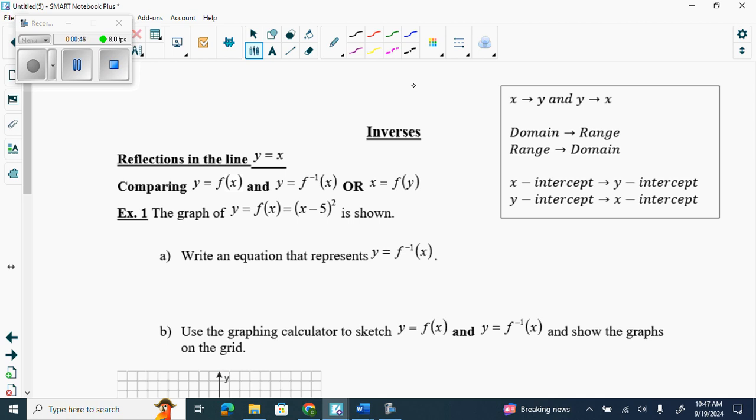So, here it says, reflections in the line y equals x. That's one way they could ask for an inverse. Another way they could ask for an inverse is y equals f negative 1 of x. Another way, they could say x equals f of y. Or they could say just, I want the inverse, right? All four of those mean the same thing, determine the inverse.